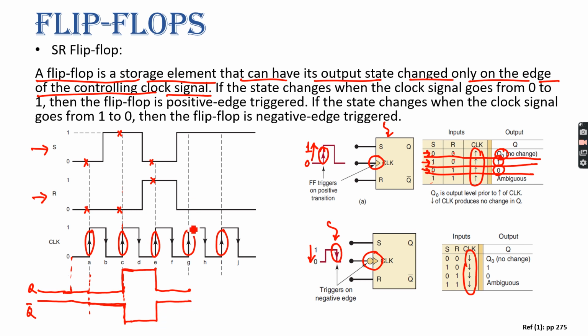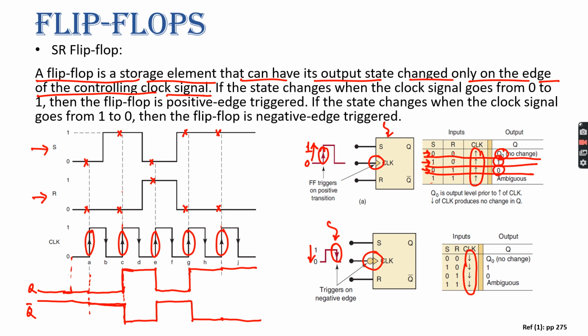And now just before this positive clock pulse or positive edge, what is the value of S and R? 1 0. So if you get 1 0, what would be the output? 1. So it will switch to 1 and remain 1 until the next positive edge. And now just before this positive edge, what is the value of S and R? Again 1 0. So it will remain 1 until it gets the next positive edge, and it will become 0.